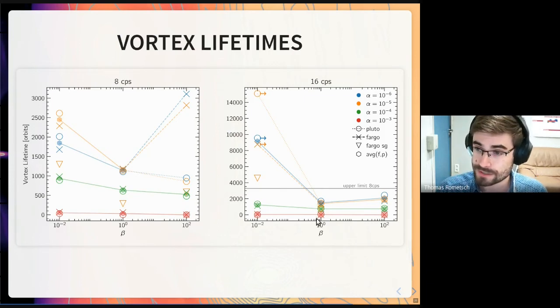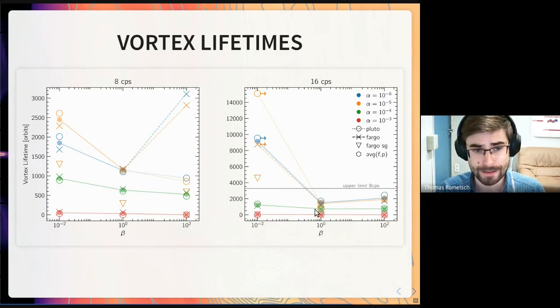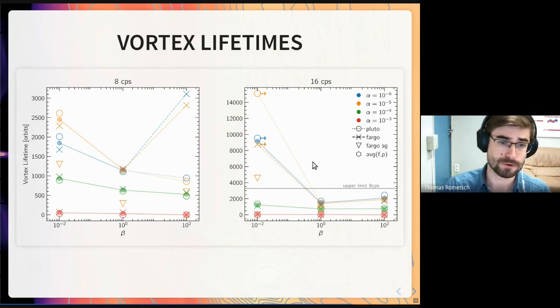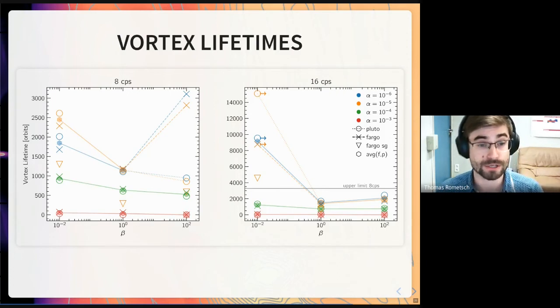We see the same trend here with viscosity, but this new long-lived regime here pops out. And this tells us that really the radiative processes in these disks are very important for the lifetime of these vortices, which in turn, of course, is important for the interpretation of observations. I'll come to that in a second.